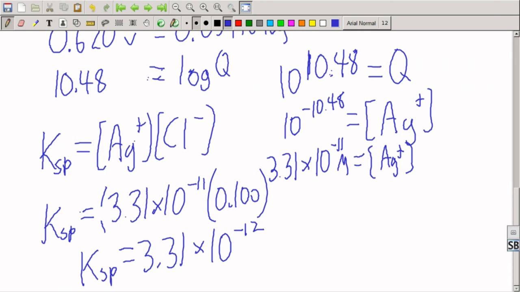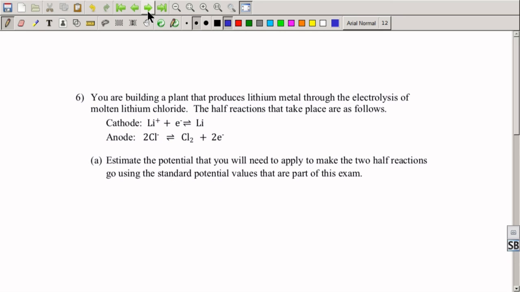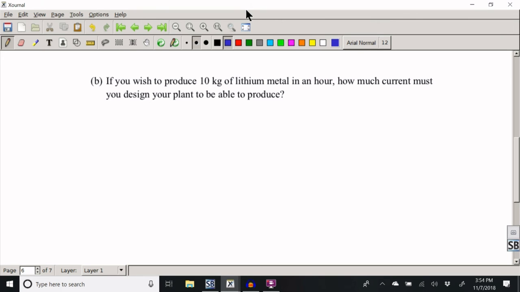Okay. That's a good stopping point. There is more. There's this problem, which involves standard additions. I definitely want to look at that. And then, of course, you've got more problems involving just current, which we did at the very beginning of class. Okay. So we'll stop there.